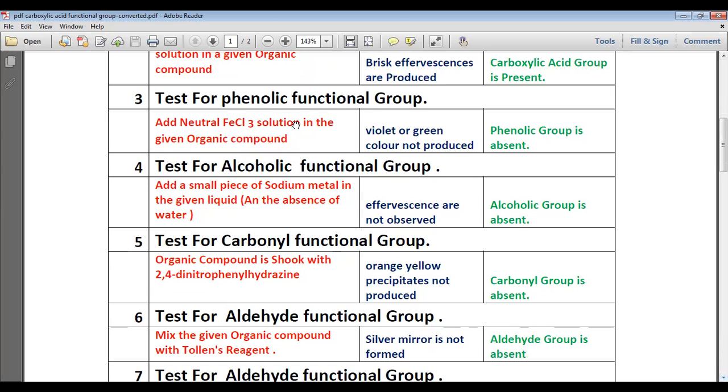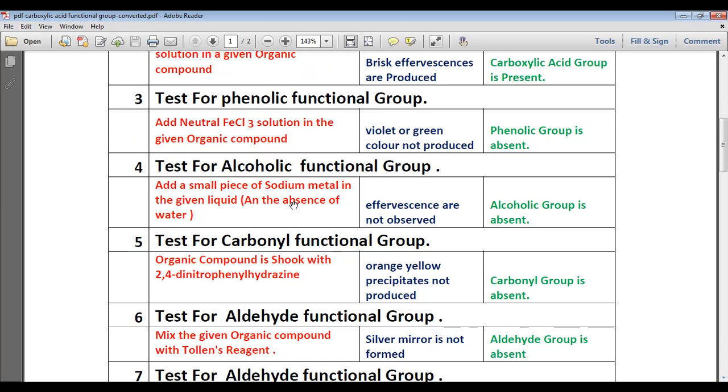For the phenolic functional group, we perform the test by adding neutral FeCl3 solution to the given organic compound, but we do not get a violet or green color, and that is why we can say that in the given organic compound, the phenolic group is absent. Then we can move on to the alcoholic functional group.